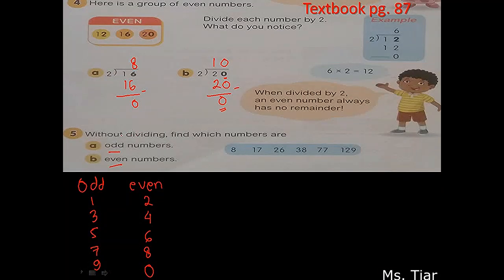Now let's check question number 5. What if we don't do any division, we just check the last digit? Which one is odd, which one is even? For odd, we will write down O, and for even, we will write down E. Now look at the question.